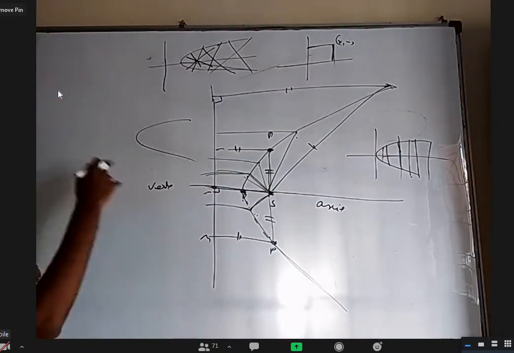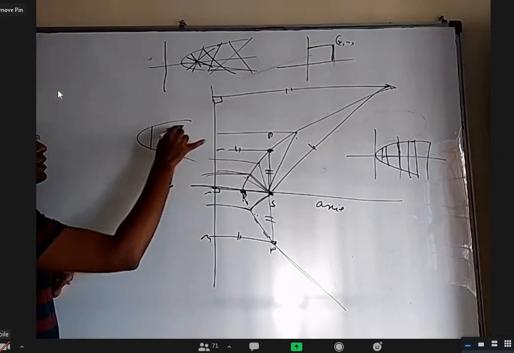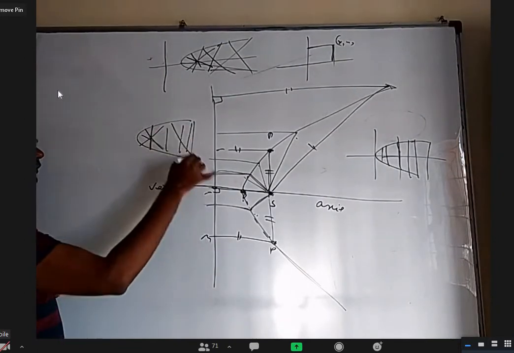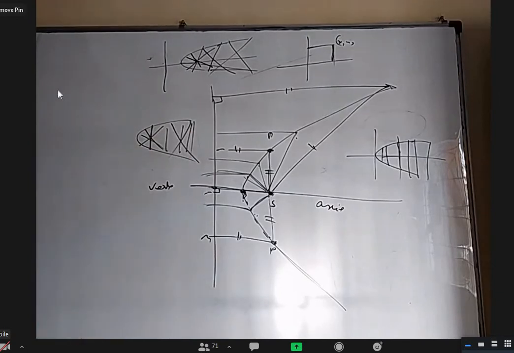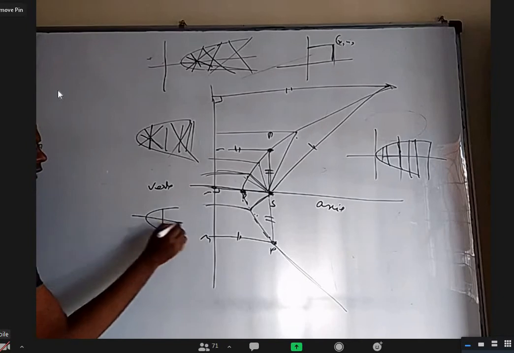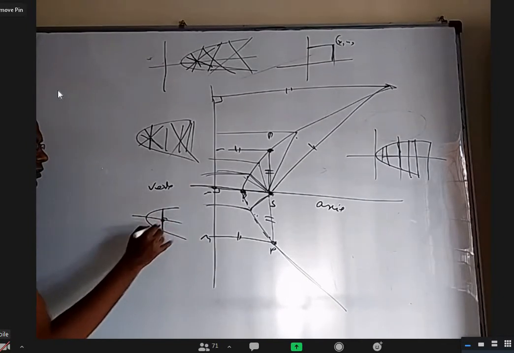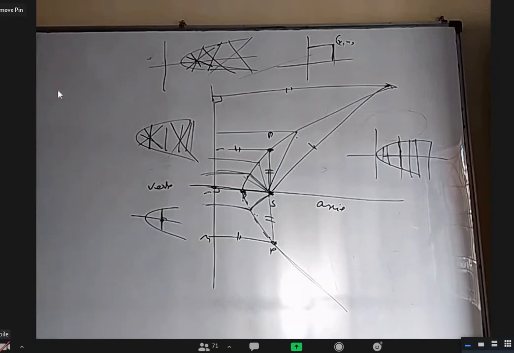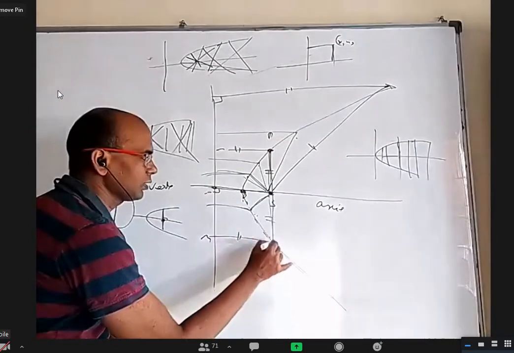So a parabola has many chords. Some of them are called double ordinates. Some of them are called focal chords. Some of them are just chords. But there is one chord which passes through the focus and is perpendicular to the axis. That chord is called latus rectum.